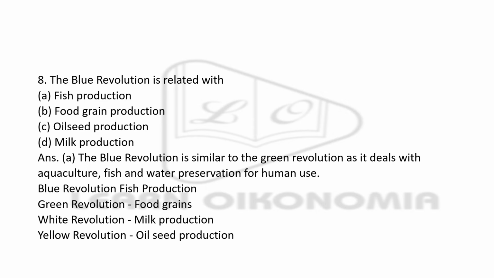Green revolution is related to agriculture, while fish, water preservation, aquaculture, all these things relate to the blue revolution. Okay, coming to white revolution, you have milk production. Yellow revolution is related to oilseed production.